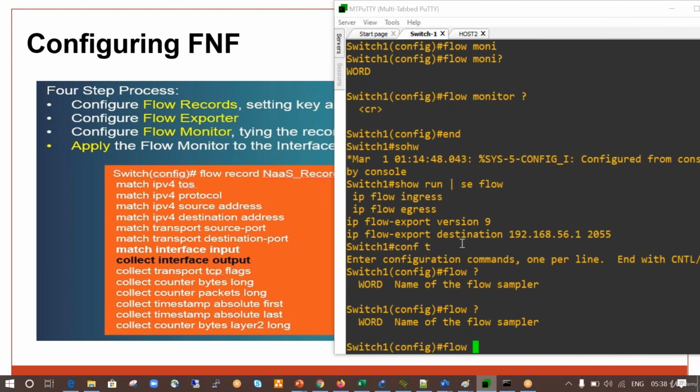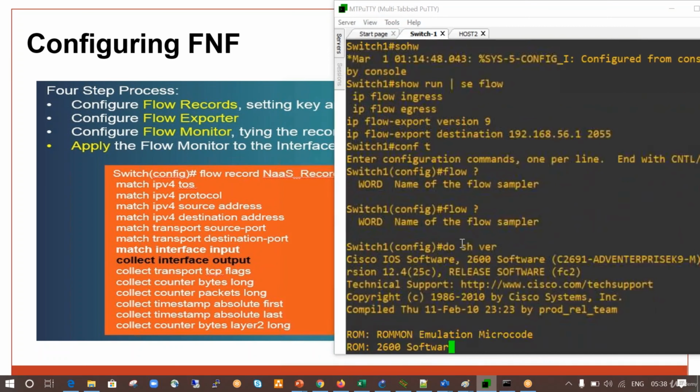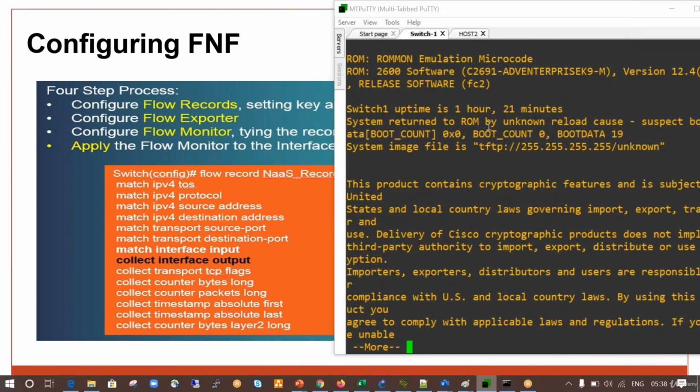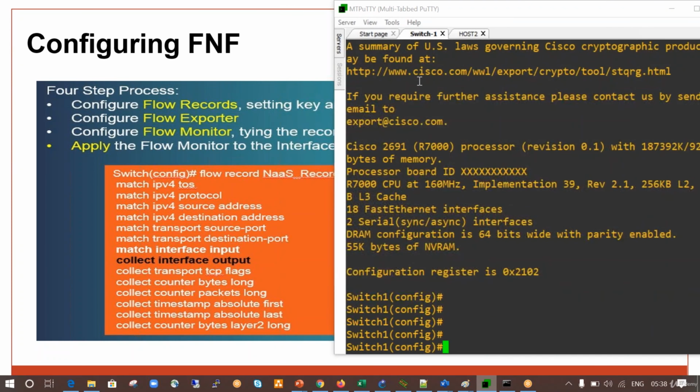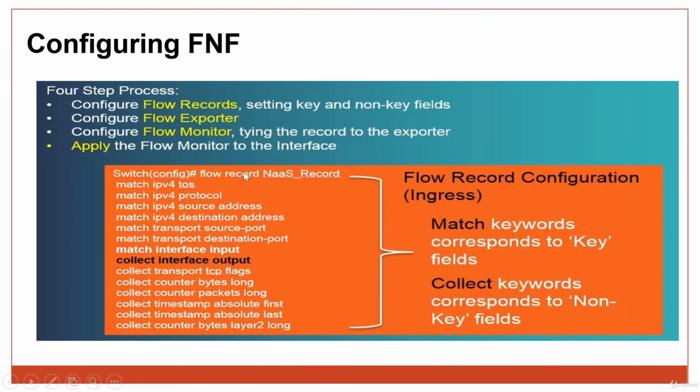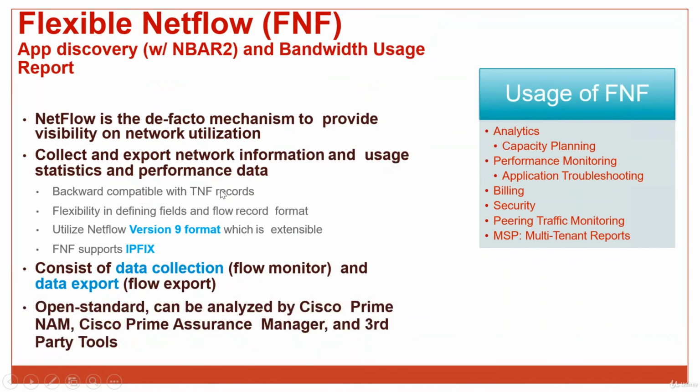and so here we can see that with this particular version, and here you can see the version of the image, 12.4, flexible NetFlow is not supported. So what we'll do is check this configuration in the other version where we have the FNF support. So here you can see that you can create the flow record.